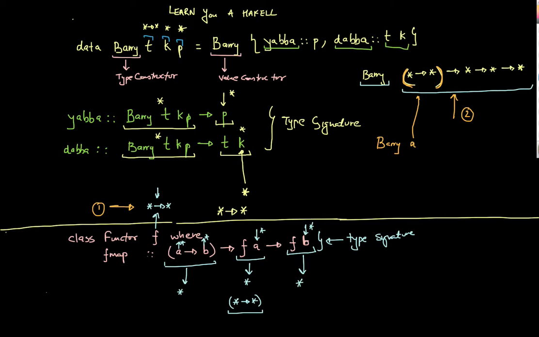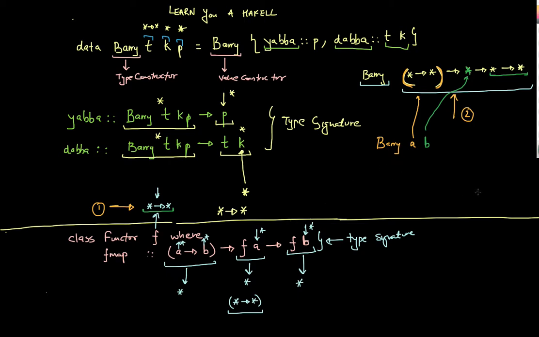And then finally, I'm going to have Barry A followed by another type variable B, where B is something that has the kind signature of this star here, meaning that Barry AB together has a kind signature of star to star, which completely matches what is expected for F here. Okay, so let's do that.